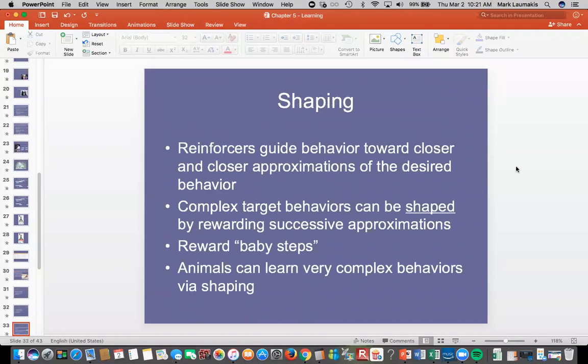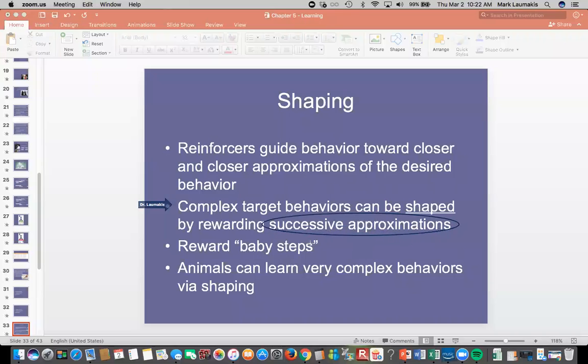Okay, so let's talk about shaping. This is actually a fairly straightforward idea that I don't think I need to spend too much time on. With shaping, what we do is we use reinforcers to guide people or animals' behavior towards closer and closer approximations of the target behavior. We can get complex target behaviors accomplished by rewarding successive approximations. This is a phrase you're going to see a fair amount when people talk about and write about shaping. Successive approximations in English is baby steps.